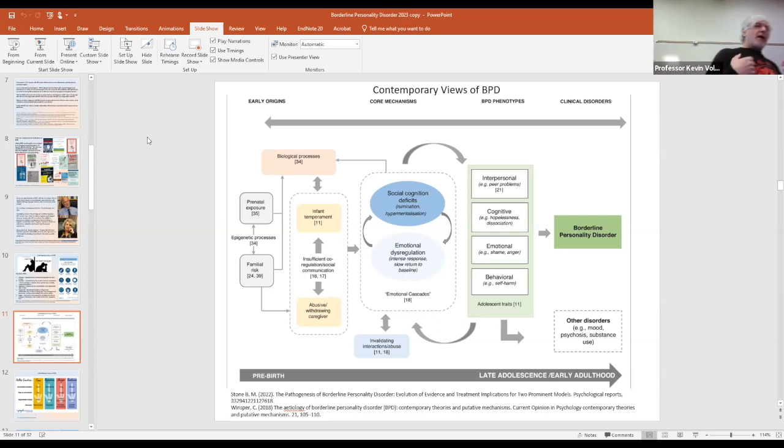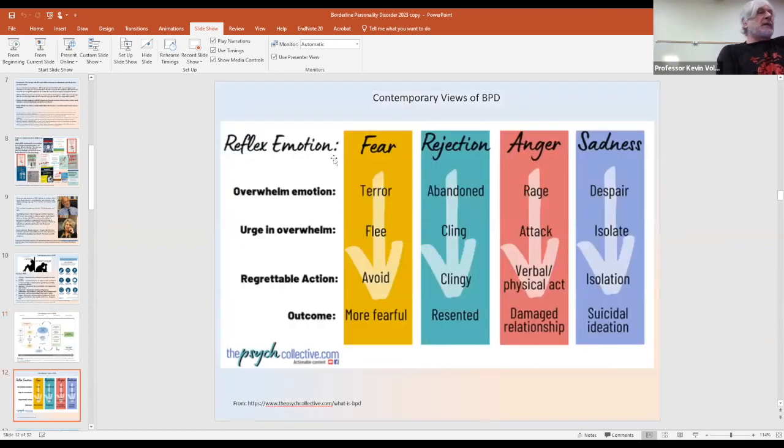And this is, again, why I like the object relations models better, the more detailed object relations model I'm going to show you, because it actually gives you an indication of what you can be doing in therapy to help these folks. Again, that's my bias. Take it with a grain of salt. Okay. Other contemporary views. Again, a lot of pop psychology stuff about fear, rejection, anger, sadness, you know, okay, we get it. It's just cutting the pie in different ways. You look at borderline personality disorder.